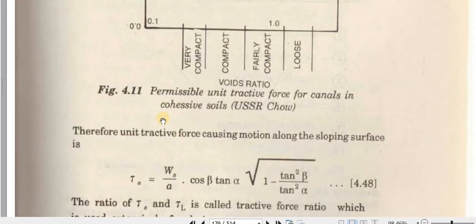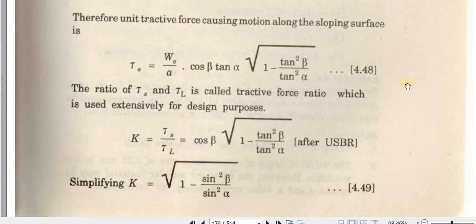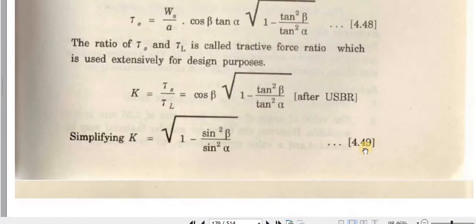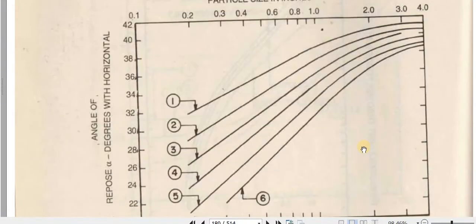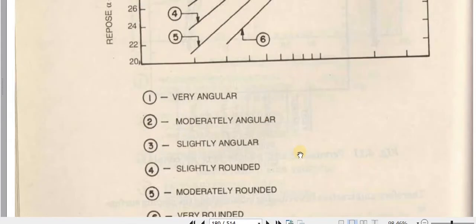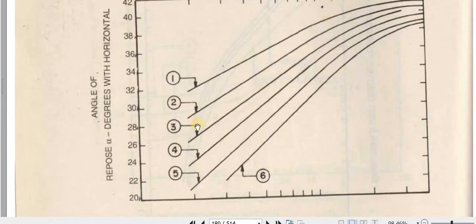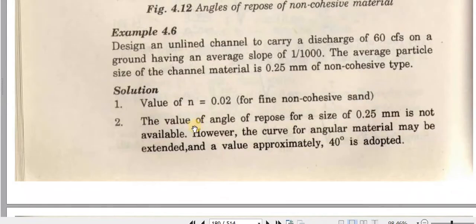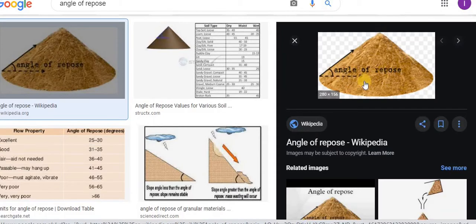angle of repose and angle of side slope. We will use equations 4.48 and 4.49, and this is the angle of repose of non-cohesive material. If it is not given, then we can find it from this. Now what is the angle of repose? We have to see it from here. So this is the angle of repose. You have to put the soil sample on the ground, and then measure the angle between the inclined surface of the soil and the horizontal surface. That is the angle of repose.